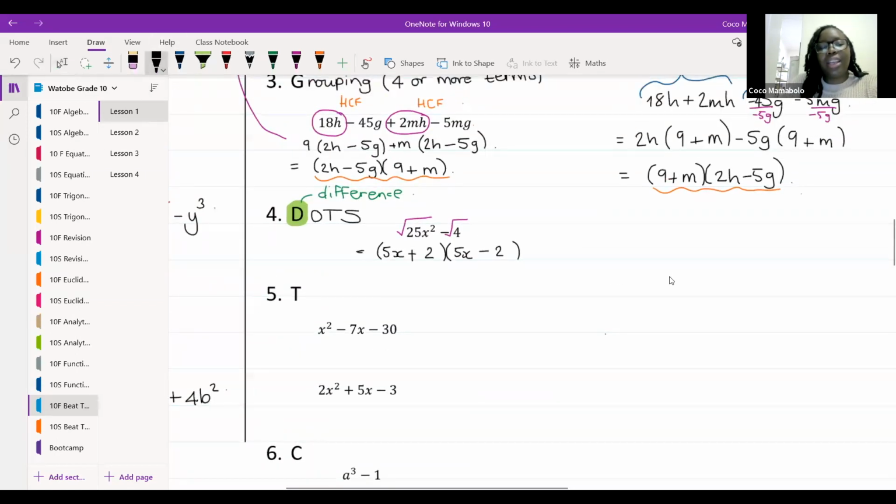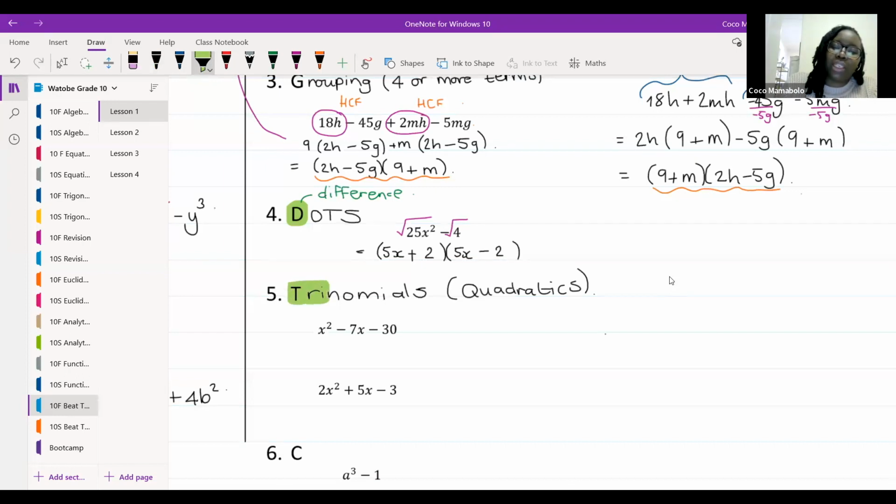All right. The next kind of factorization we're going to talk about is called trinomials. Some of your teachers might call them quadratics. Same thing. And funny enough, what does tri mean, guys? The tri in trinomials means 3. So we're looking for 3 different terms.